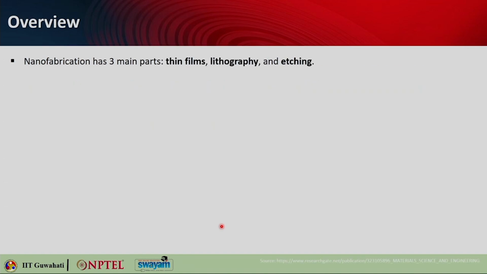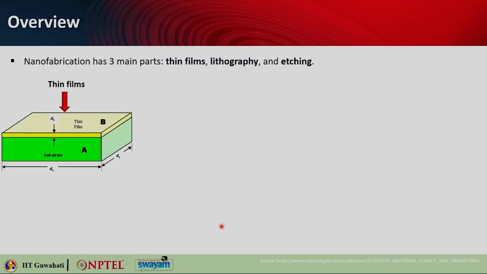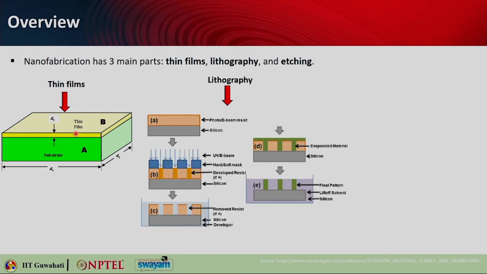Now if you look into nanofabrication, there are mainly three parts: thin films, lithography and etching. For thin films, as you can see, there is a substrate and you can develop a thin film on top of that. This film thickness can typically be a few to several nanometers, or even micrometers. Okay, those are thin films.